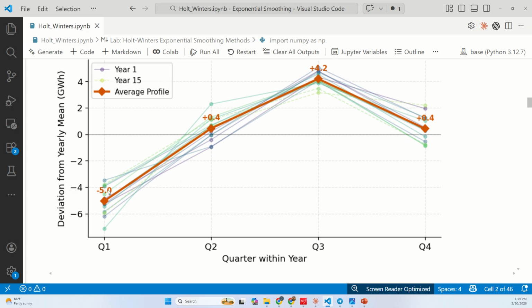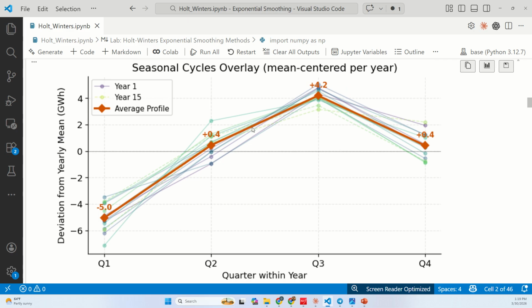So as expected, in quarter one we have the lowest value, and in quarter three we have the highest value, and that's consistent, right? Again, they don't have to be exactly the same. What's happening is just that the pattern is preserved throughout the time series. So the peak is always located at Q3 in this case, and the lowest value is located at Q1.